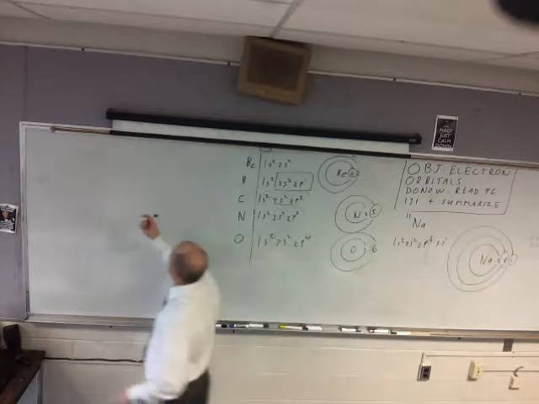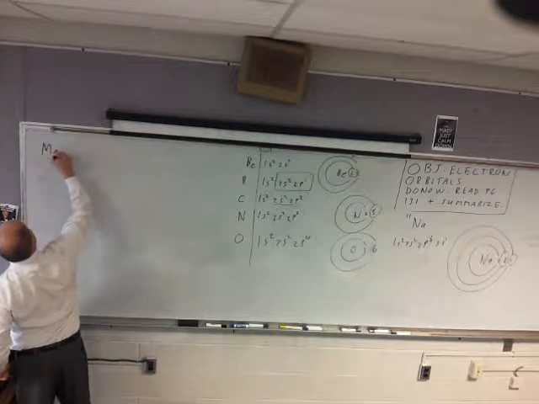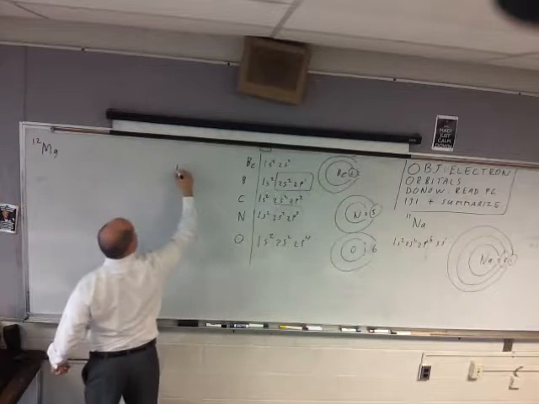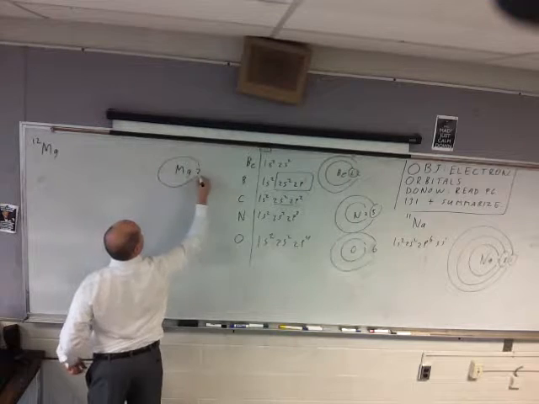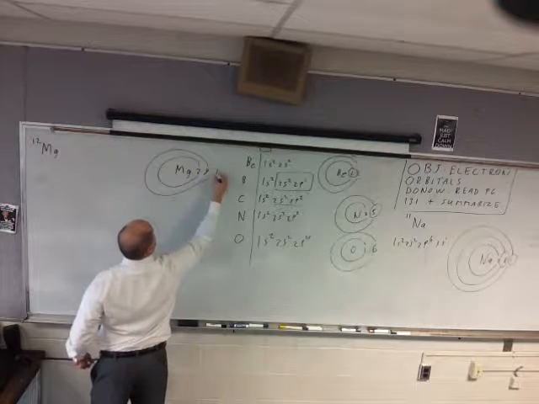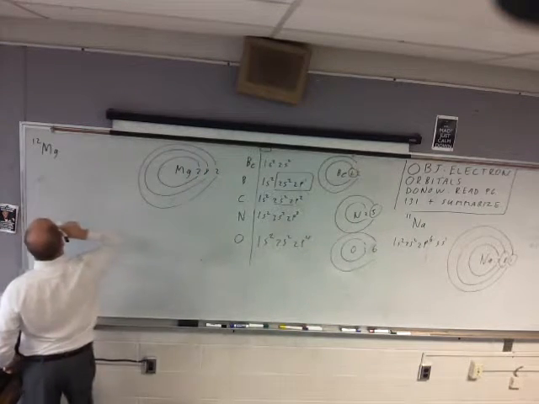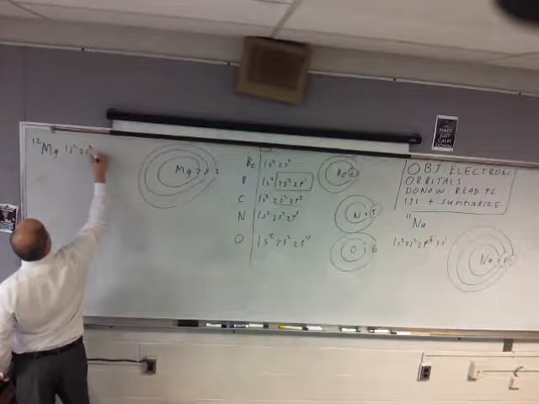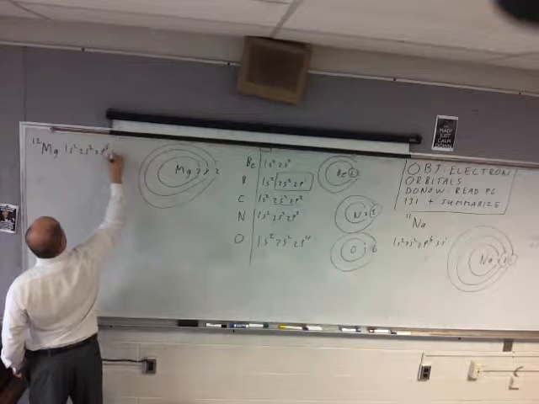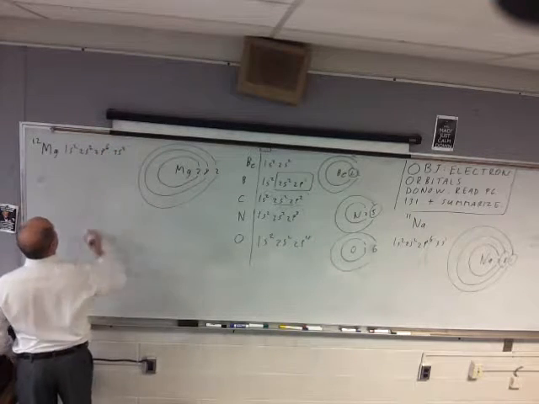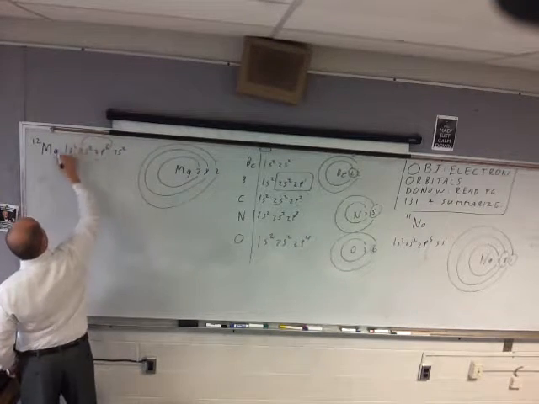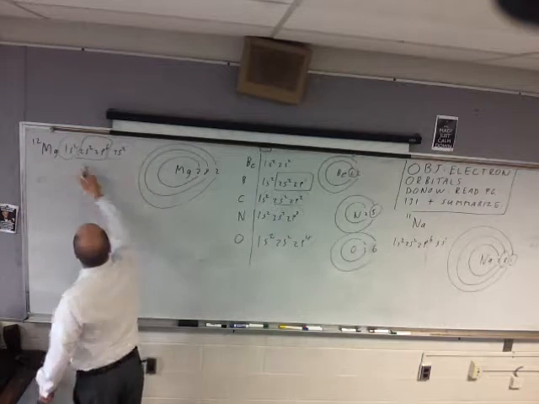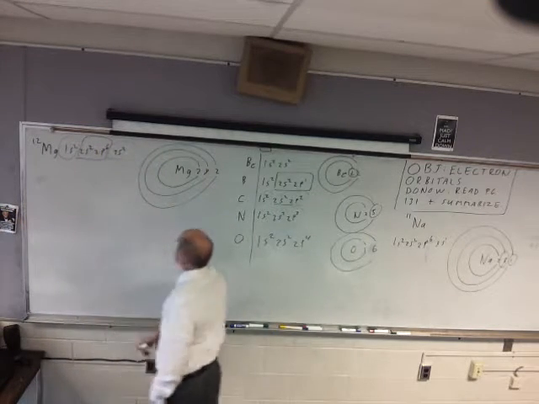I'll show you. All right, so magnesium, that's 12. Let's draw it over here just because I like drawing 2, 8, and 2. So what am I gonna write here? 1s2, 2s2, 2p6, 3s2. That's it. There's your second shell, there's your first shell, here's your third shell. 2, 8, 2.